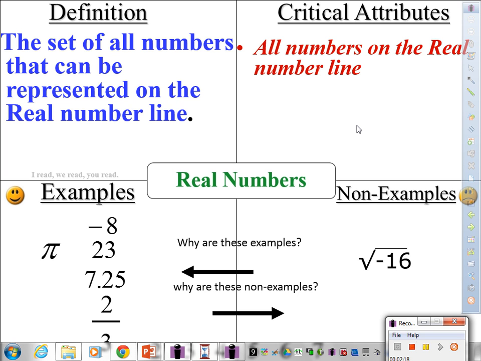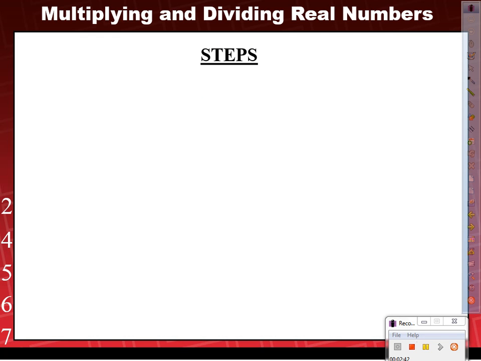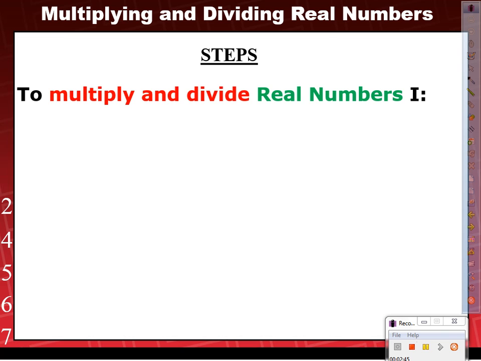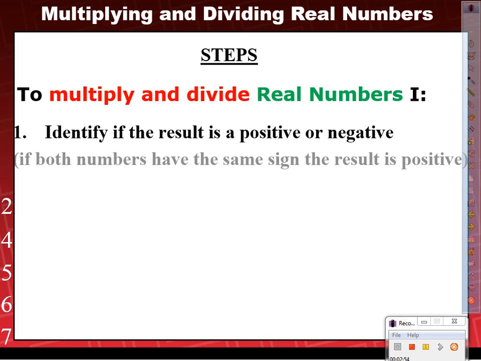Okay. So underneath that, you have some empty lines. Is that correct on your notes? We're going to write some steps right there. Okay. Write this down, please. Steps. To multiply and divide real numbers, step 1, identify if the result is a positive or negative. And how would we know that? In parentheses, you're going to write, if both numbers have the same sign, the result is positive.